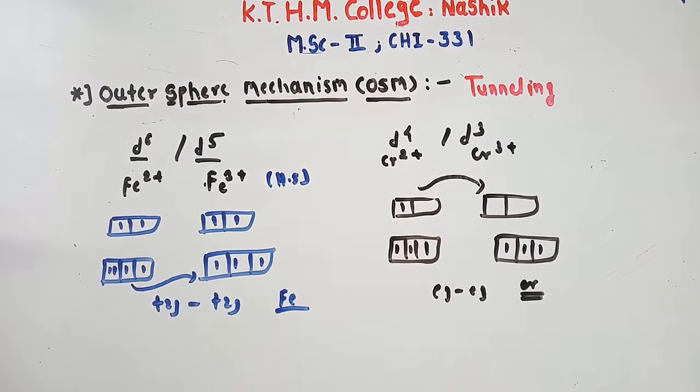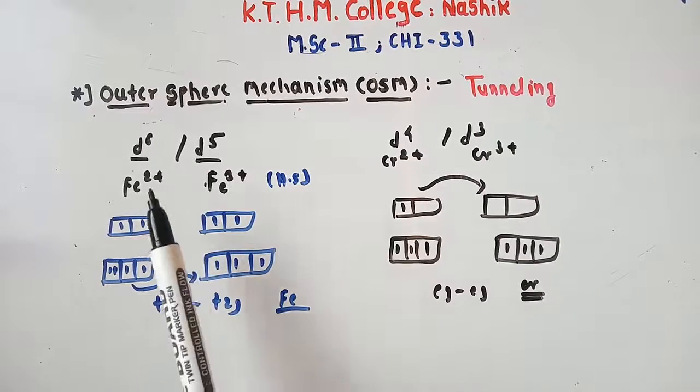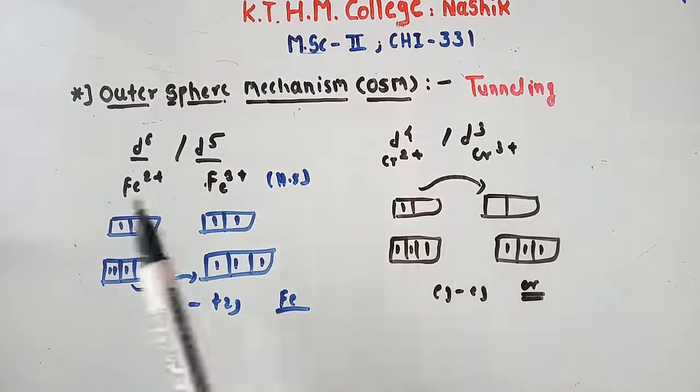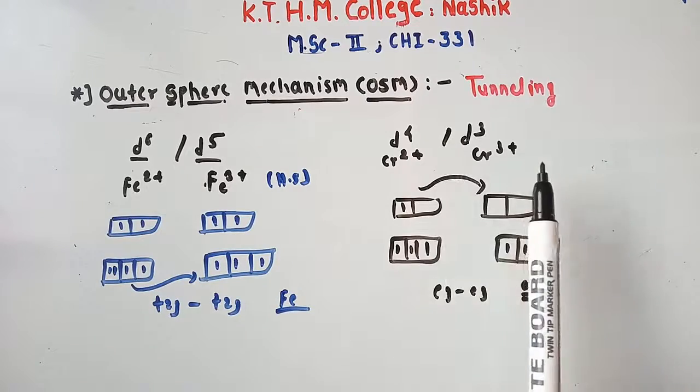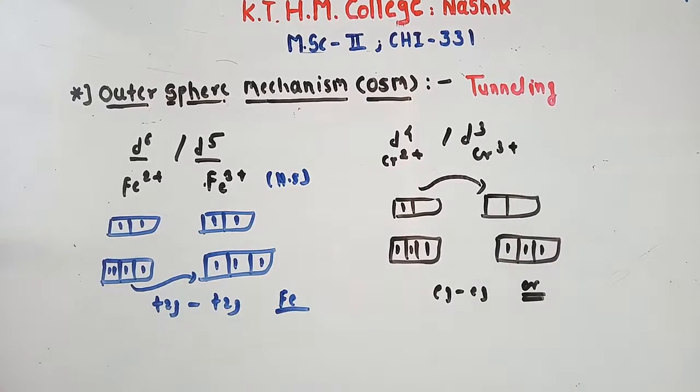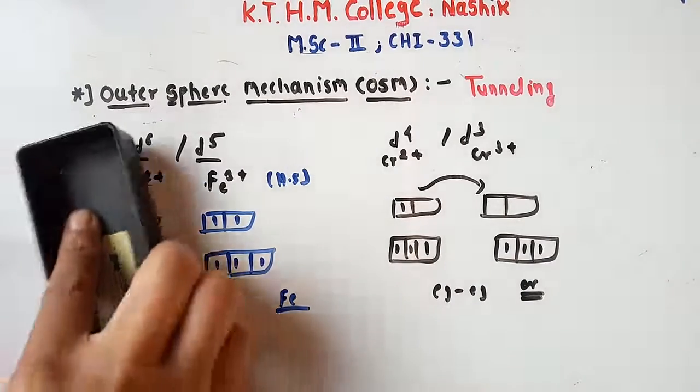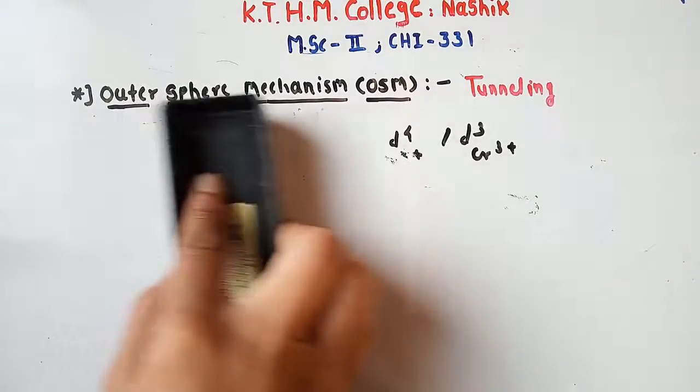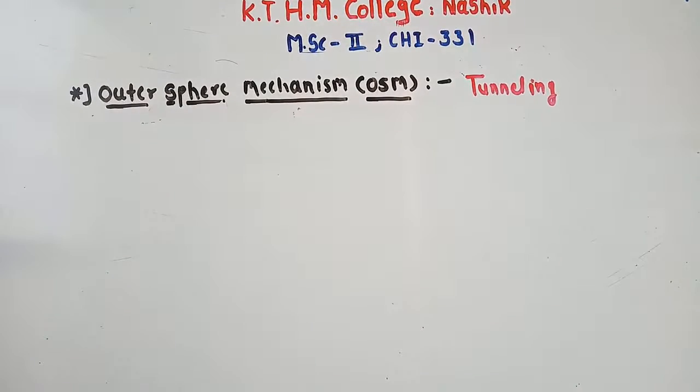Okay. So here we have seen the types of electron transfer and also some example systems for transfer of electron. We have seen D5 and D6 system, D6 and D5 system, and D4 and D3 system. Okay, so the final step is, let's see one example, solved examples for outer sphere mechanism. Okay student, so let's see.